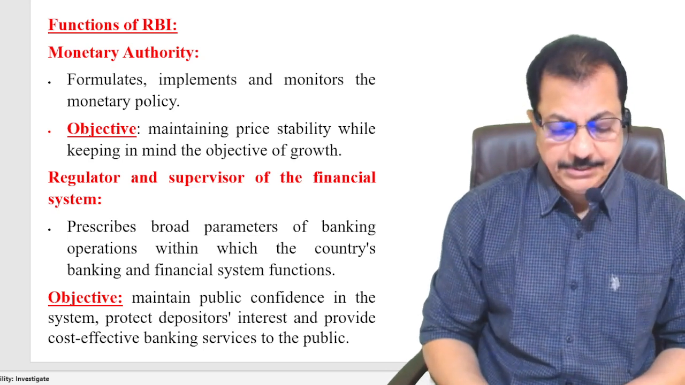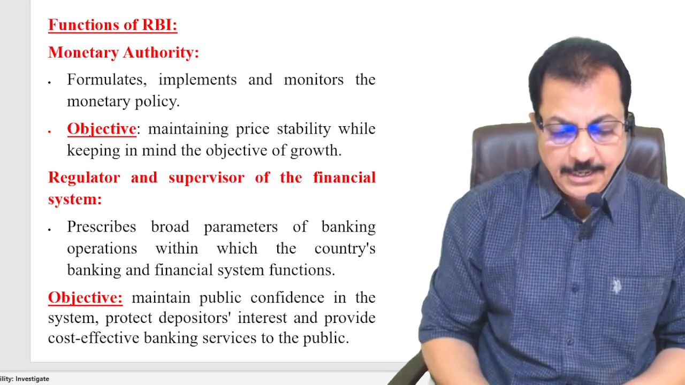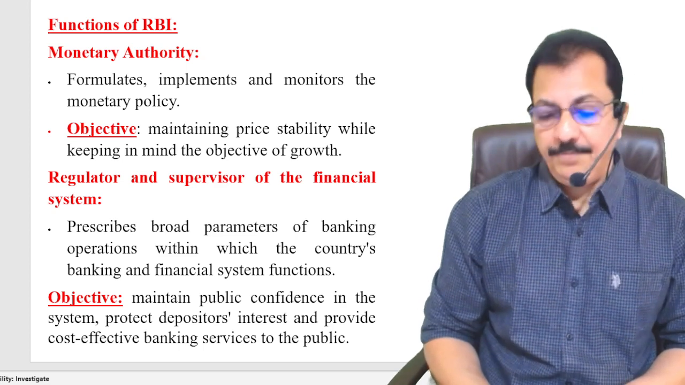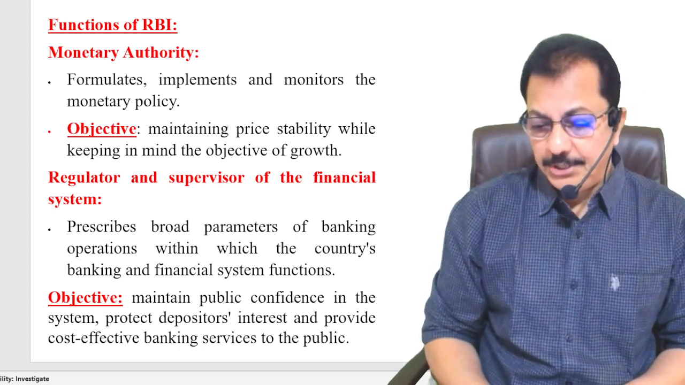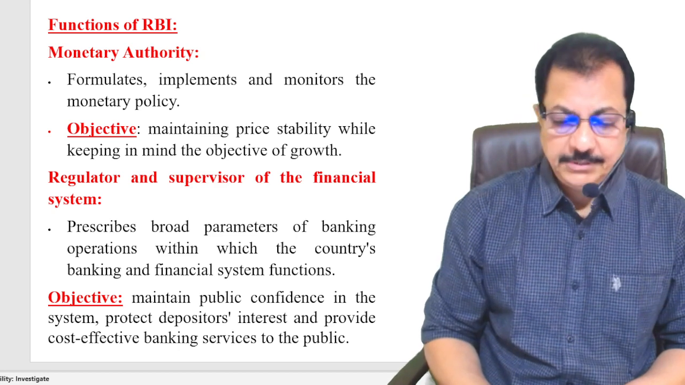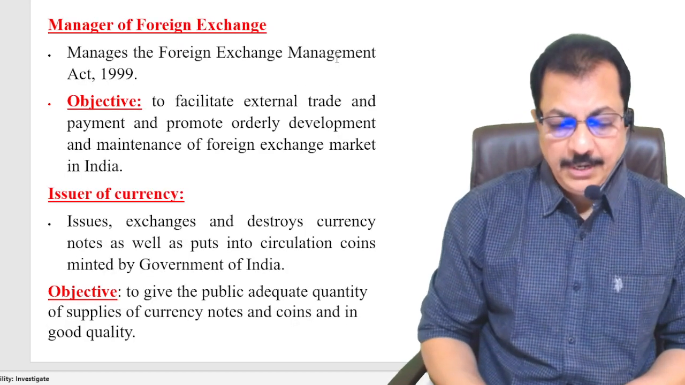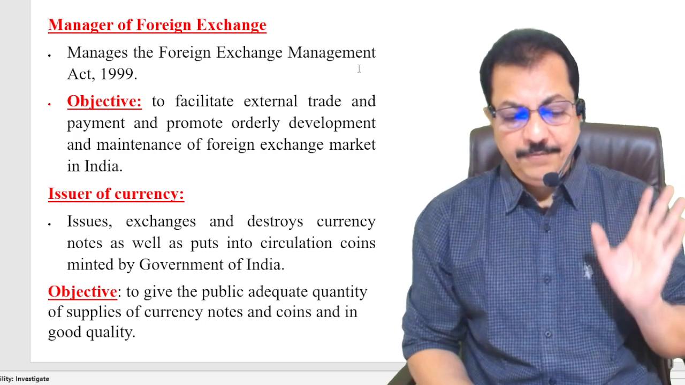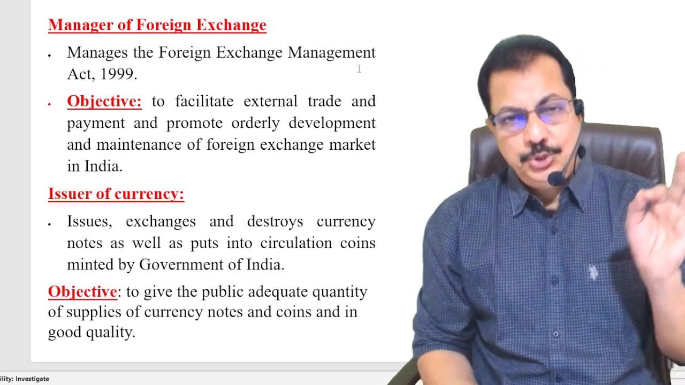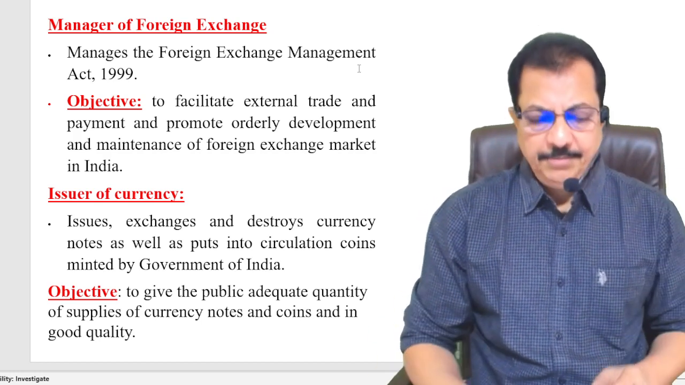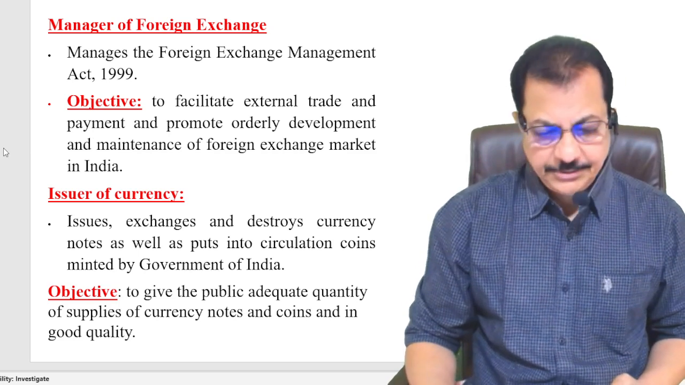When it comes to the functions of the RBI, first it is the monetary authority. We have discussed this. The second one is the regulator and supervisor of the financial system, and we have also discussed its objective. From here, let's go ahead. This is the manager of foreign exchange. This is the issuer of the currency. We know the meaning of this. We have already discussed it.